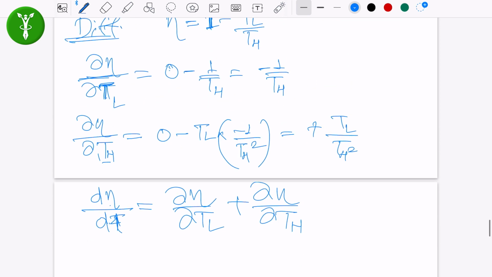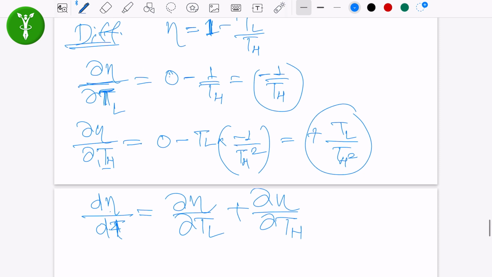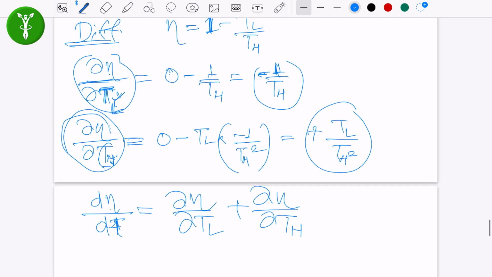Okay, so whoever has the highest slope will have the most effect on the efficiency. So it is coming out to be negative. See, the efficiency divided by TL is coming out to be negative. If the slope of this is larger than this, then decreasing TL will increase the efficiency most. If the slope of this process is larger than this, then increasing the higher temperature reservoir will increase the efficiency most, hypothetically. Okay, so let's see.